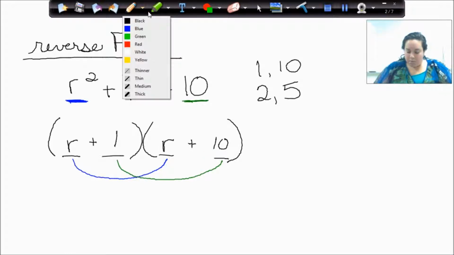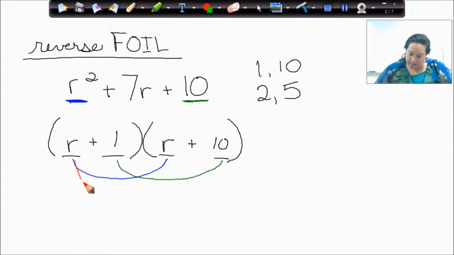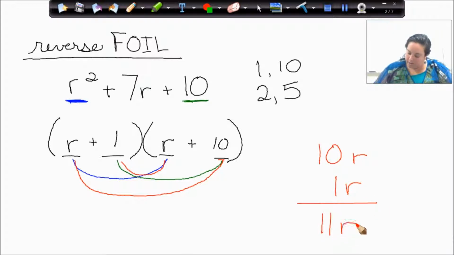And then the way we can check to see whether this is the right answer is by multiplying the outside and the inside and adding them together. So the outside, we get 10R, and on the inside, we get 1R. 10R and 1R is 11R, and 11R is not the same thing as 7R, so this is not the right answer. This is wrong. So we're going to have to try something else.